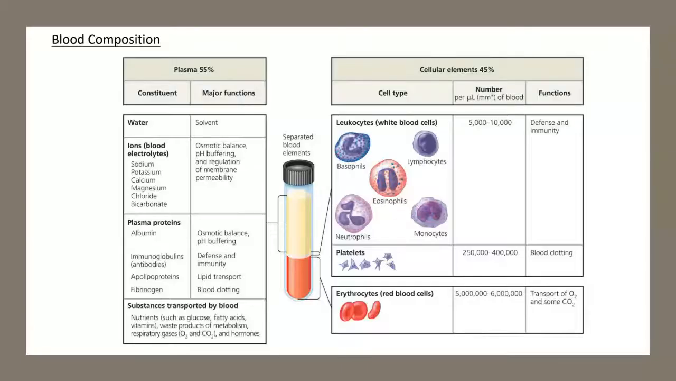All right, let's talk about blood now, okay? And blood is going to have a lot of different components. When you ask what is blood, what is it made of? Okay, it's going to be made of two things. Blood is going to be made of something called plasma and cellular elements or cells. Simple as that.